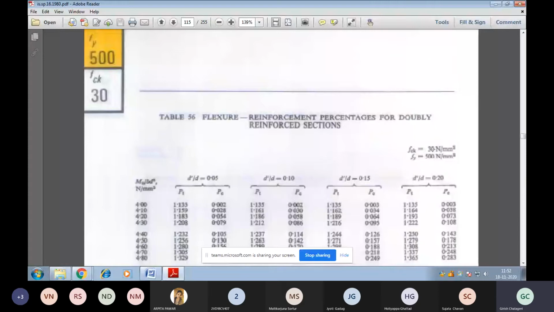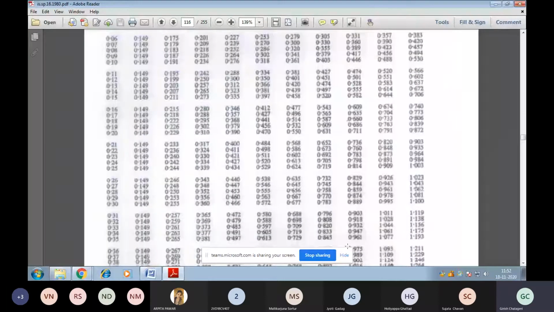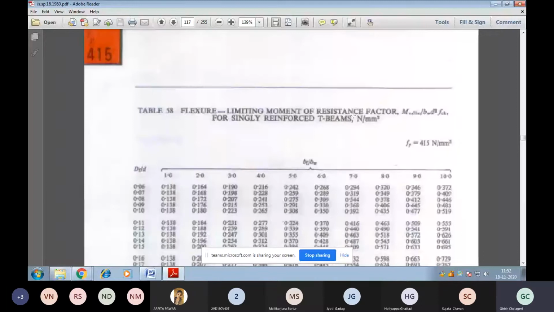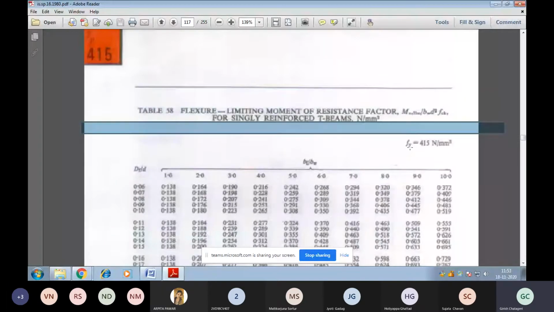That FCK is 30, 58, 57, and 58. Here you can see the flexure limiting moment for resisting factors, Mu limit by BW D square FCK, for singly reinforced T beams. It is clearly mentioned in your heading. This is for singly reinforced T beams, where we are using the steel as Fe 415 and, for M20 grade of concrete, FCK is given here. We should substitute the value of FCK.